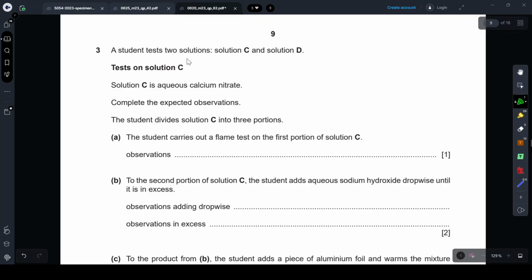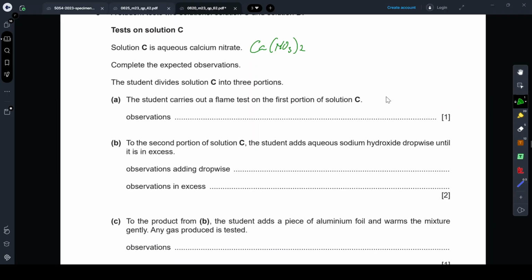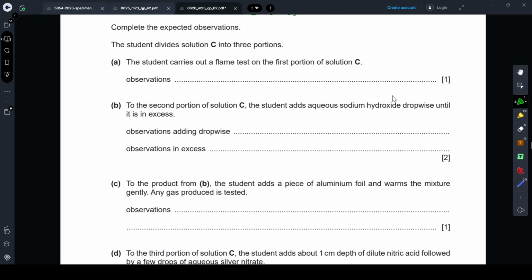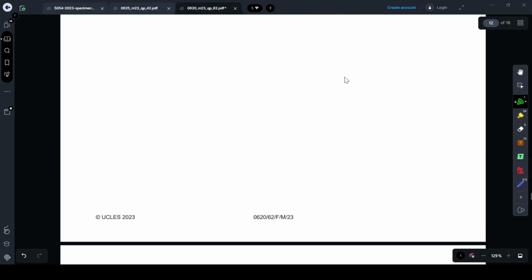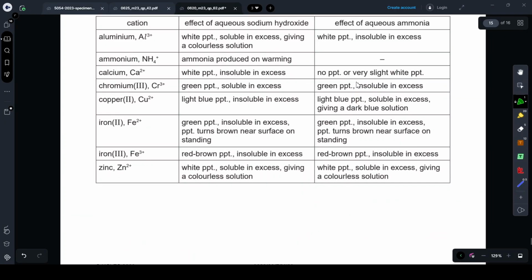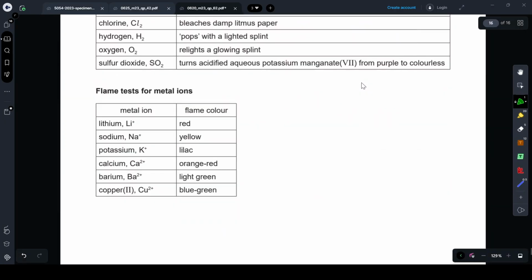A student tests 2 solutions, C and D. Solution C is aqueous calcium nitrate, so they've told you that, and that's going to be Ca(NO3)2. Complete the expected observations. The student divides solution C into 3 portions. The student carries out a flame test on the first portion. So they've given you the tests here at the end. There's a lot of blank pages. And so calcium is going to give you an orange-red flame.